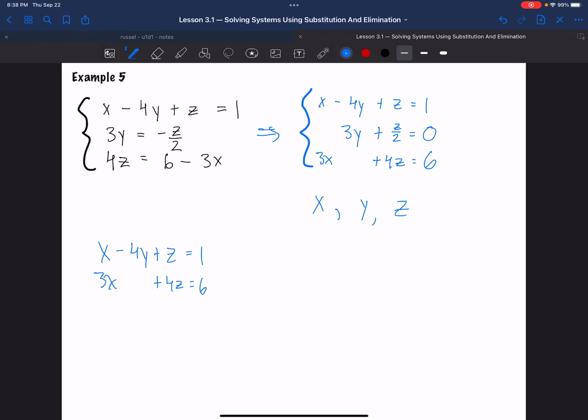So in order to do that, my goal is to make this x a negative 3x. That way this negative 3x cancels with that 3x. So I'm going to multiply by negative 3. The top one is going to get multiplied by negative 3. So let's do that. Negative 3x plus 12y minus 3z equals negative 3. Is that right? Yeah. Be really careful when doing your arithmetic.